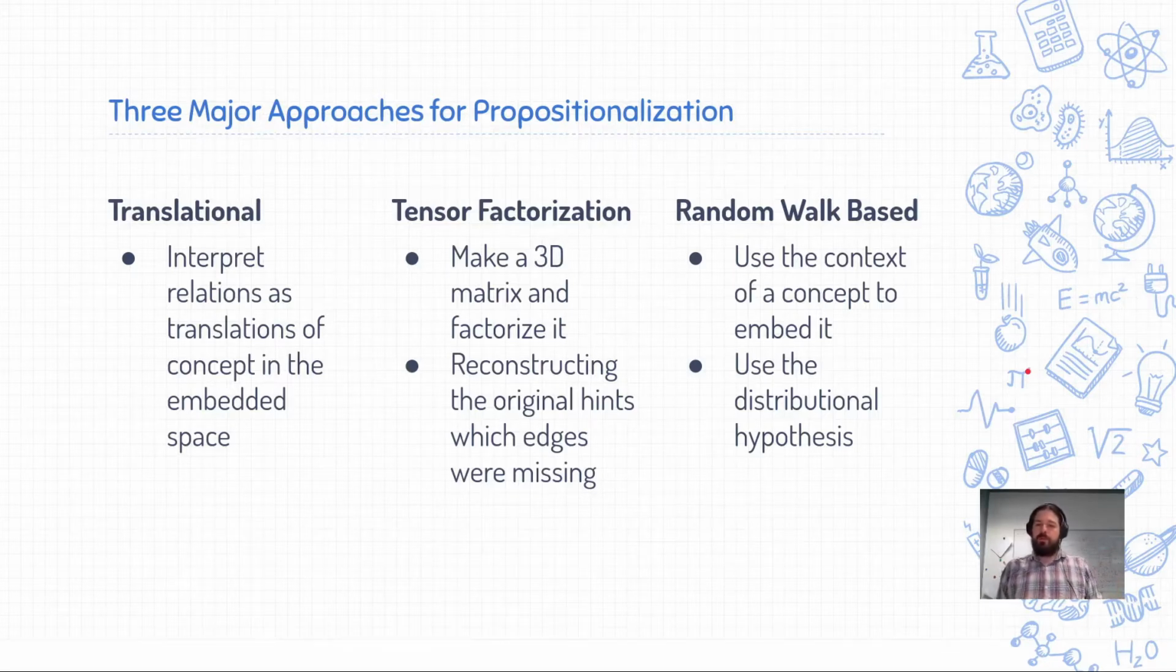Finally, we'll talk a bit about random walk-based methods. It means that you start at a certain node and you start walking around. You look at the context of that node to embed it. And that uses the distributional hypothesis, which we also talked about in the context of word embeddings. So let's go into more detail on these three.